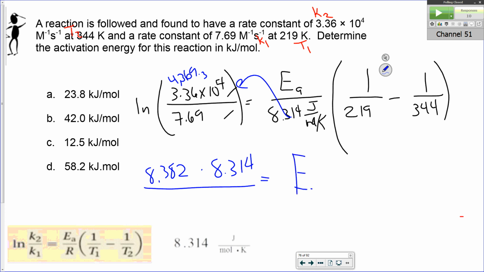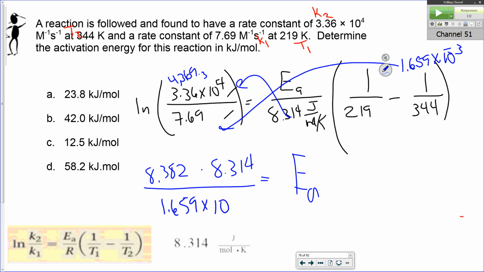So I'm going to find out what's inside of the parentheses. Store that value. So 219 inverse less 344 inverse equals. So the difference in those is 1.659 times 10 to the minus third. So that's on the top. I'm going to divide it down to the bottom. So 1.659 times 10 to the minus third. So that should give me my activation energy.